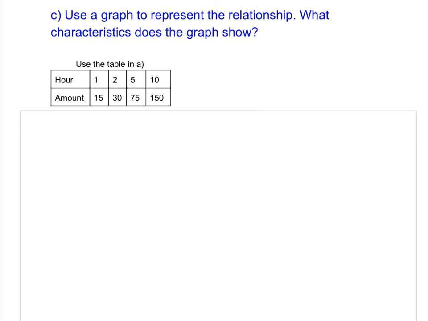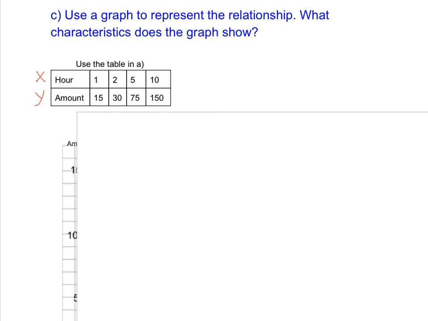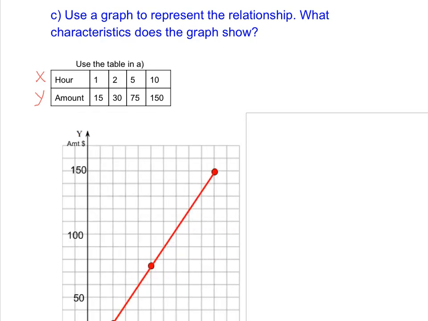Again, what is the x-axis and what is the y-axis? Remember, the amount depends on the hour. So hour is independent. So hour is going to be our x, and amount is going to be our y because y depends on x. y is the dependent variable. So now we know on which axis we're going to use for hour and for amount. So let's continue with the graphing part. So I'm going to have a graph like this.